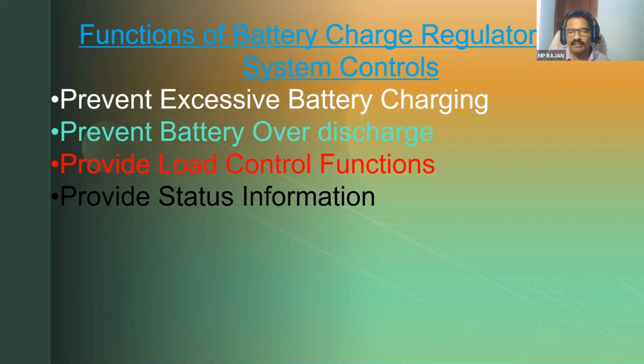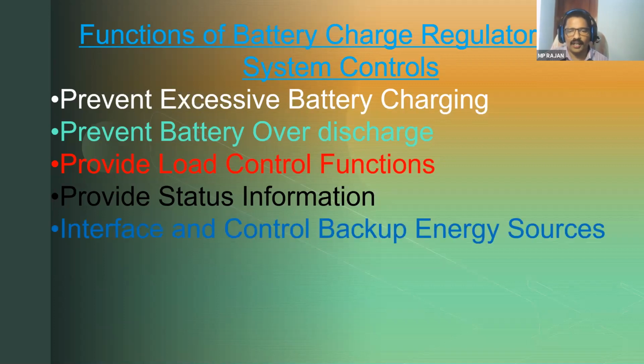And it gives the status information. So many indications will be given. In the indication: battery is connected or not, battery is getting charged or not, battery is over discharged or not, whether module is working or not. All the functions, all the display आपको मिल जाएगा. And it interfaces and controls the backup energy source. Sometimes if you are using another source, like another alternator or diesel generator, that also will be connected.